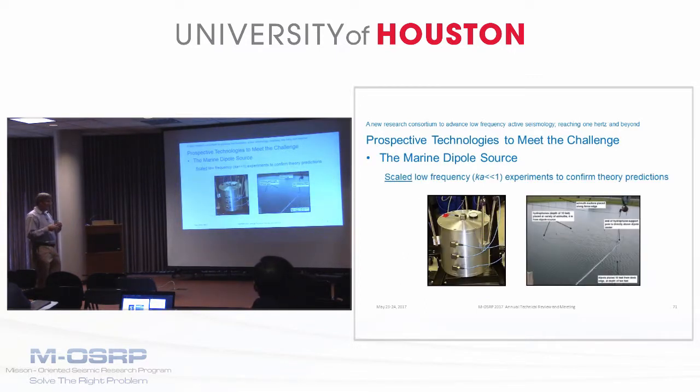So we went the next step of doing scaled experiments to verify all those aspects of the theory that we thought were going to be important. And these were scaled low-frequency experiments, and by that what I mean is that ka is small, but we're not doing 1 hertz experiments. In fact, these experiments were 70 hertz to 700 hertz, but the source elements were typically 8 inches, a foot, something like that. So the source dimension was very small compared to the radiated wavelength.